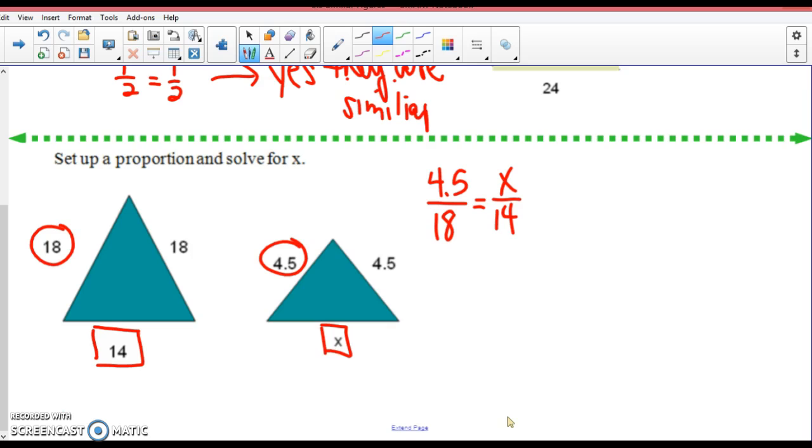You know what I could also do? I could do this. How about I said, let's start with this triangle. How about I do 14 over 18 is the same as, if I did this, 14 over 18, what would be the other half of my proportion? X over 4.5.